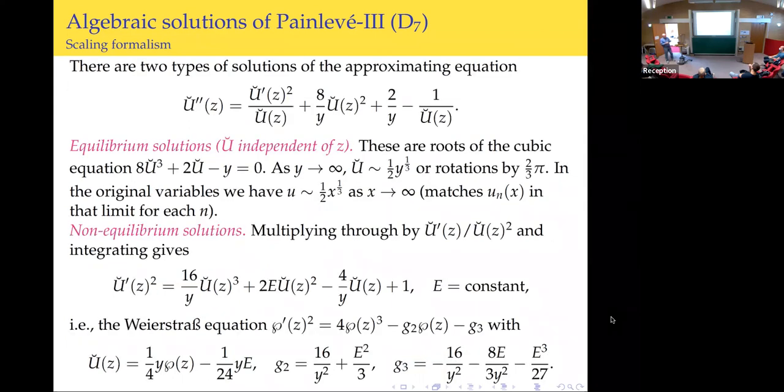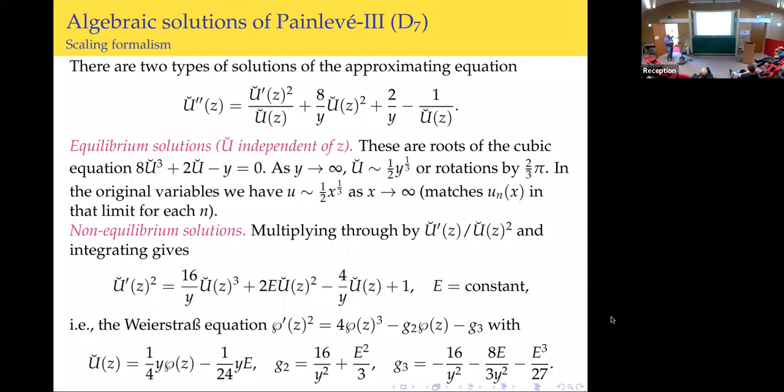Okay, so I mentioned that there should be two types of solutions of this equation, and we can play the game here for this one as well. There's the approximating equation again. One kind of solution is a solution that doesn't depend on z at all, so all the derivatives should be 0. This is 0, this term is 0, and then I have to set this to 0. That's just rearranged as a cubic polynomial. So I want to solve this equation. Remember, y is a constant here. I try to solve this for u breve as a constant function.